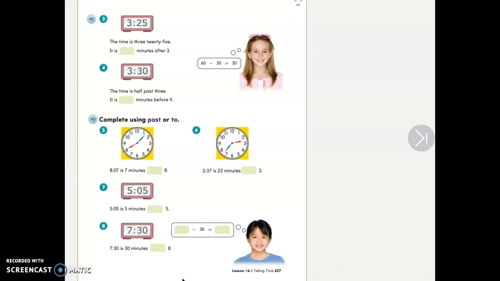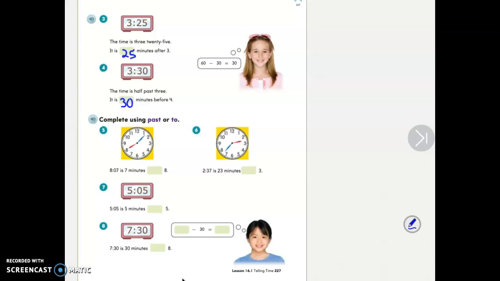Alright, so continuing with our examples, the time is 3:25 on our digital clock. So it is 25 minutes after 3. And question 4 on our digital clock, the time is half past 3. So it is 30 minutes before 4. So half past. So a clock that's 60 minutes total, half of that would be 30. My friend right here is showing us that I can take 60 minutes, I can minus the 30 minutes that she got here, and I'm left with 30 minutes.